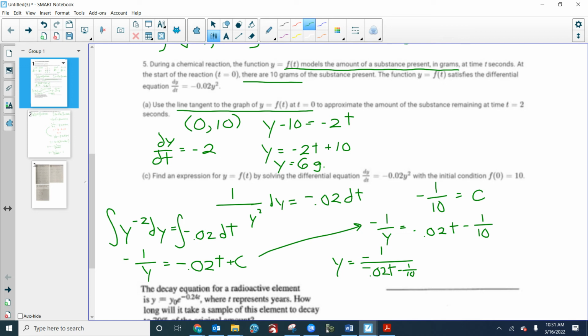And there you go. Could you clean it up a bit? Sure. Am I going to? No. If this is an AP problem, absolutely leave it messy, okay?